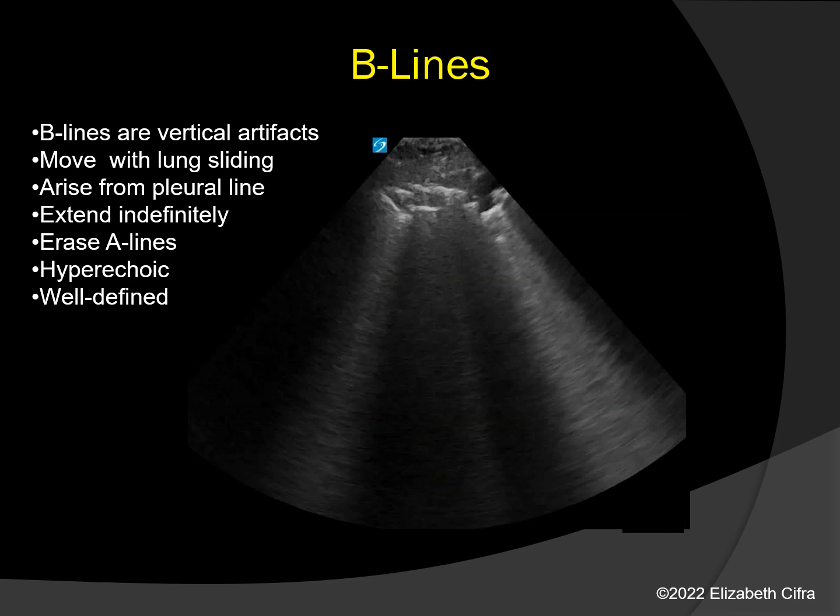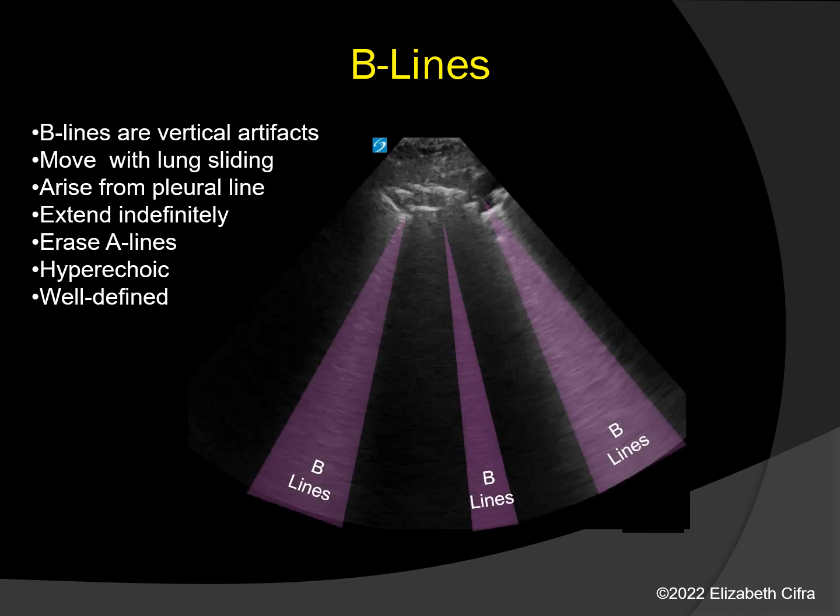B lines are seen in many different conditions when they are diffuse, meaning in multiple different quadrants. Most commonly, base rate, pulmonary edema is the most common cause of diffuse B lines. However, this can also be seen in diffuse interstitial pneumonitis, such as interstitial lung disease or ARDS. When the B lines are seen in specific focal quadrants, that may be indicative of a focal pneumonia, atelectasis, lung contusion, pulmonary infarct, or malignancy.